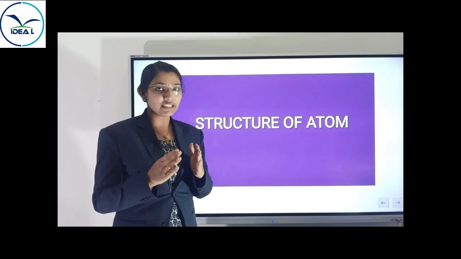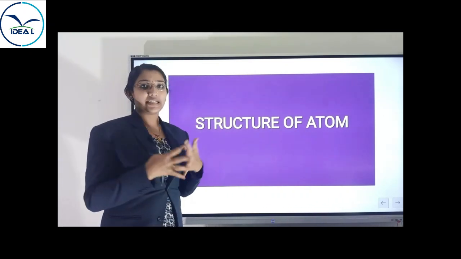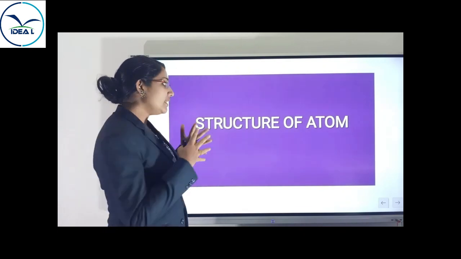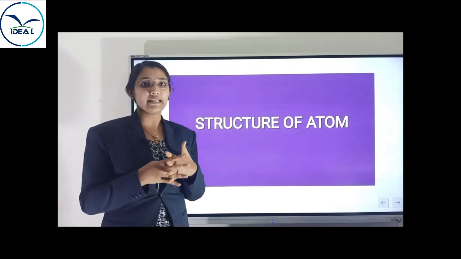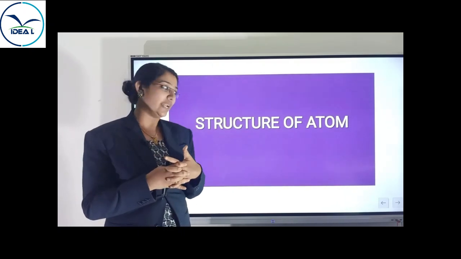So, you are familiar with the term atom and its properties, and theories related to atom. In this chapter, we are going to study the atom, its structure, and related theories in detail. So, let's start.